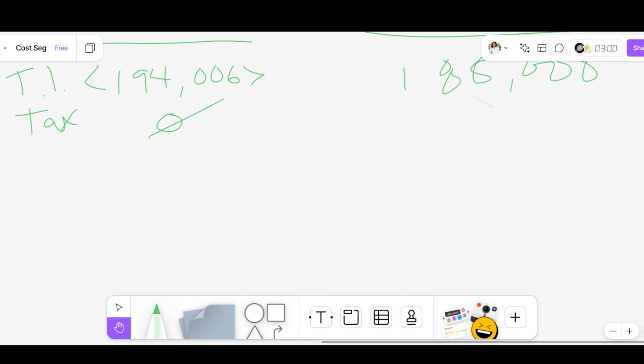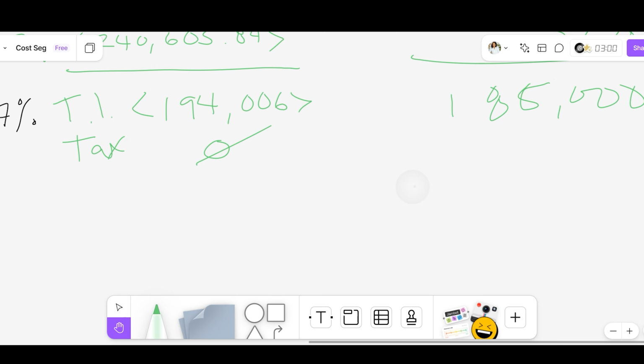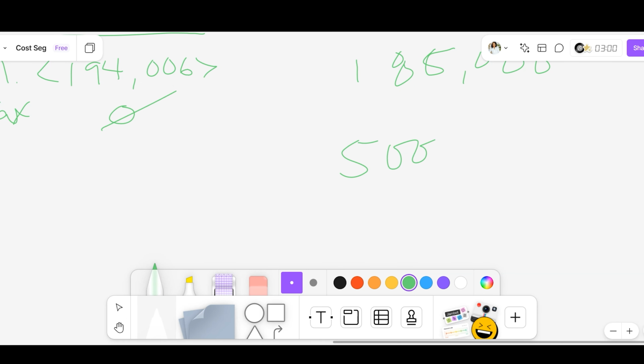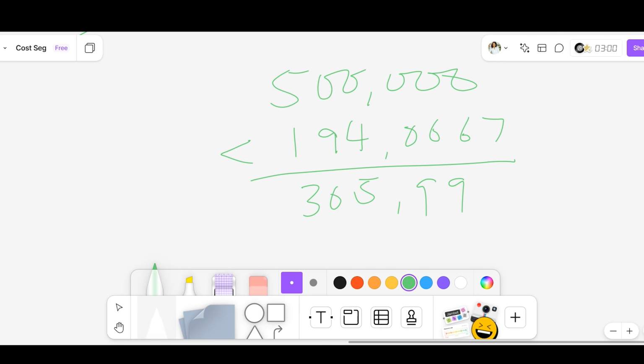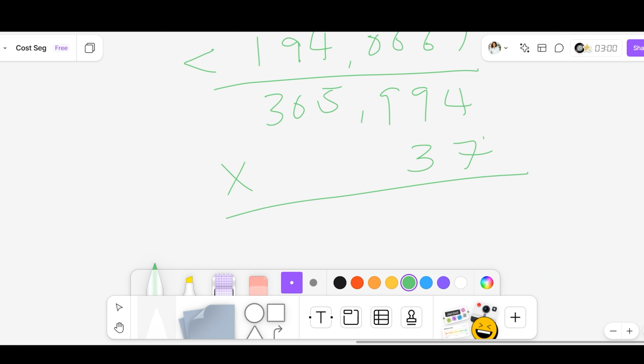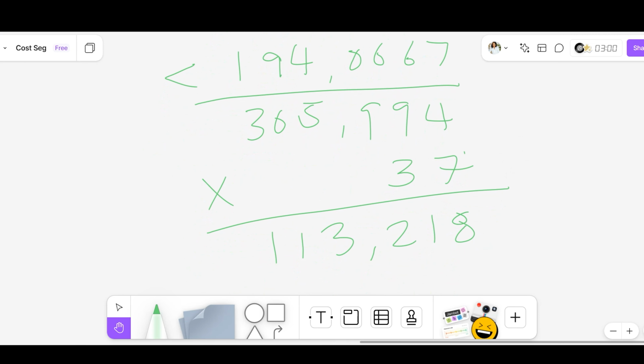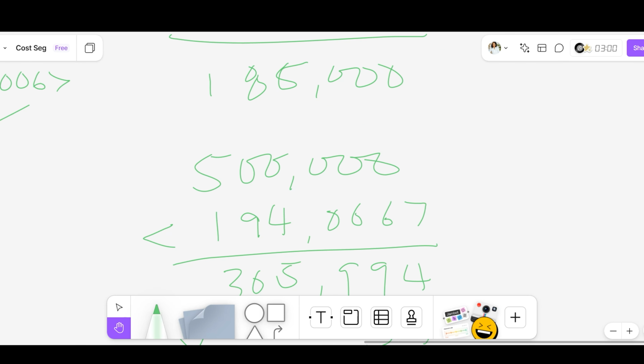But look what happens when we're able to now take this taxable loss against that $500,000 in income. So we could do 500,000 and we will subtract out the 194,006. That now gives us taxable income of $305,994. And when we take 37% here, well, now the tax due is $113,218. Well, just with one strategy, not using any other strategies, we were able to reduce this person's tax bill over $70,000. That is the power of a cost segregation.